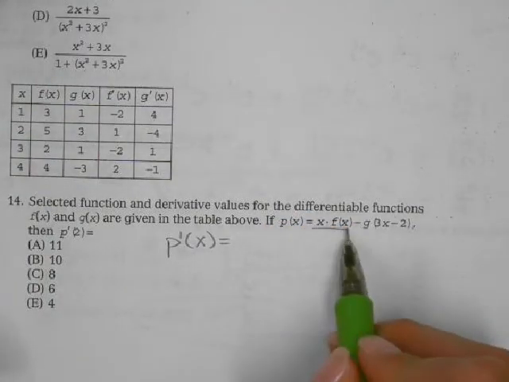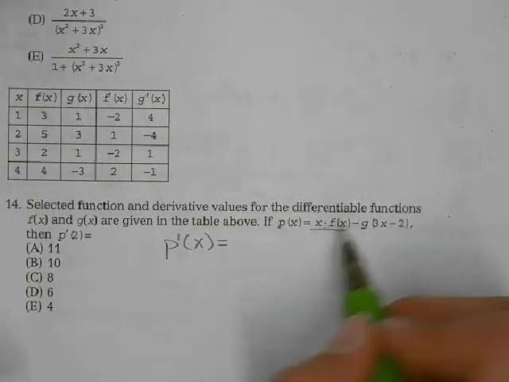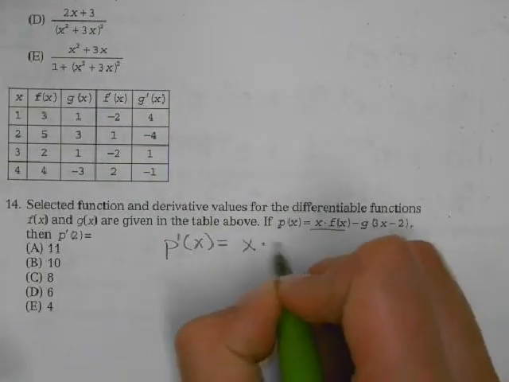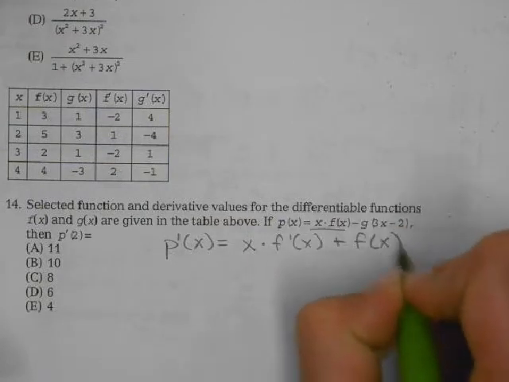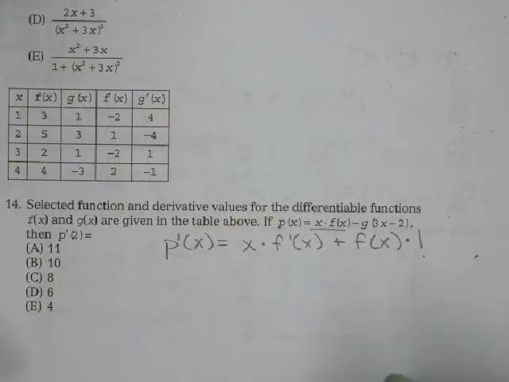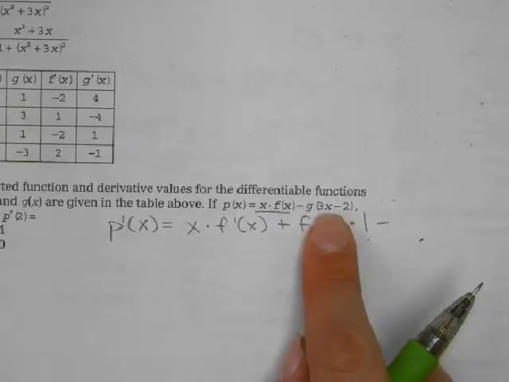I've got two things right here, so that's the chain rule. Or not the chain rule, sorry, the product rule. So I've got the first times the derivative of the second plus the second times the derivative of the first, minus, and then here I've got g of x.